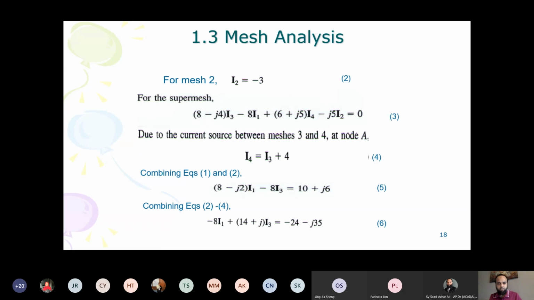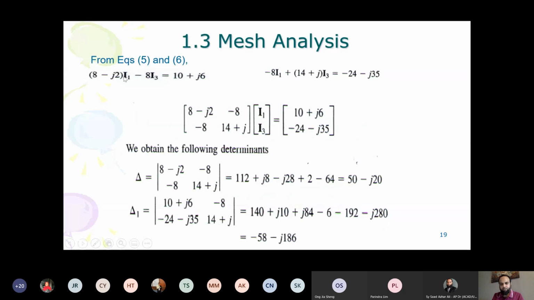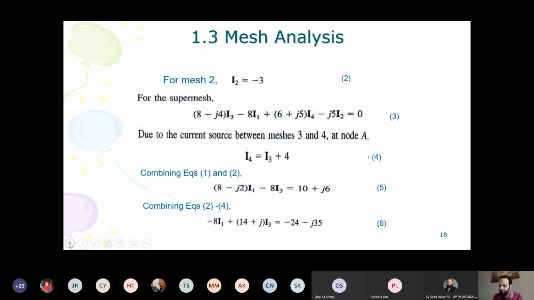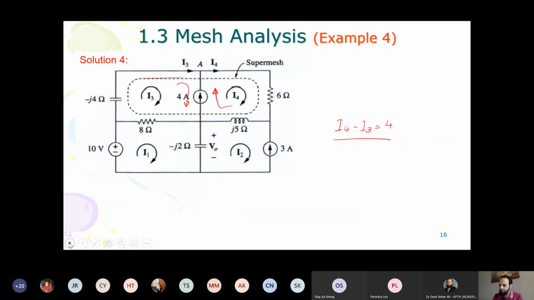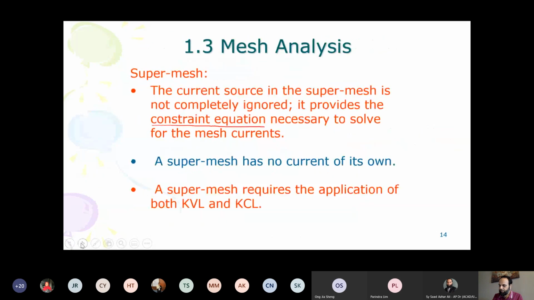All right, I assume that is okay so far. So now it's standard. We have two equations and two unknowns, I1 and I3. We put them in matrix form. I'm not doing it right now because it's a repetition of what we have done. We get the determinant. We find delta 1, because what were we looking for? We always forget. The question is to find, I think, V0, is it?